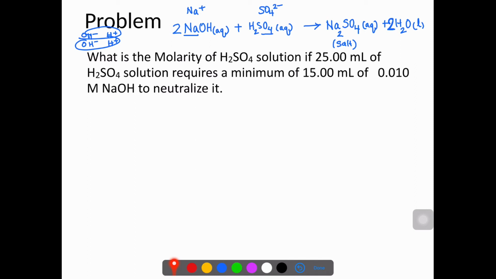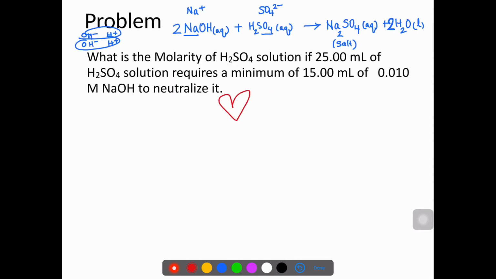Step number 3, you're doing stoichiometry. In stoichiometry, always the heart of stoichiometry is moles. So try to find moles of one substance in this problem and then convert it to moles of another substance using the molar ratio between them. Okay, using the molar ratio between them.